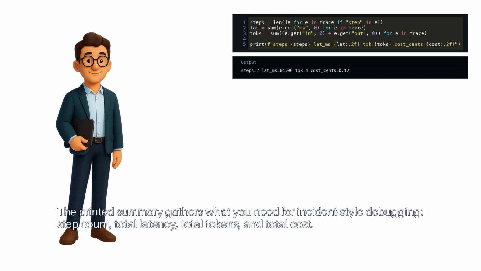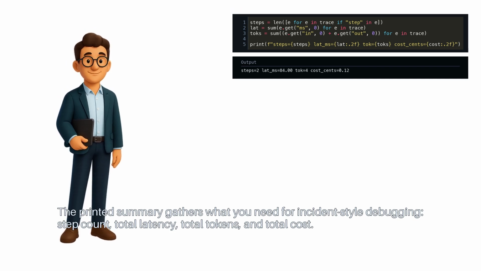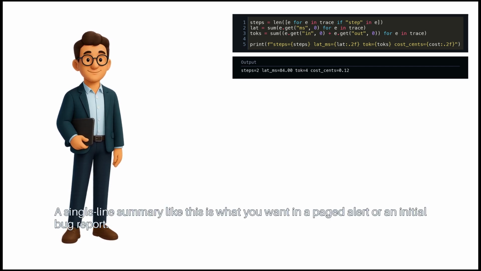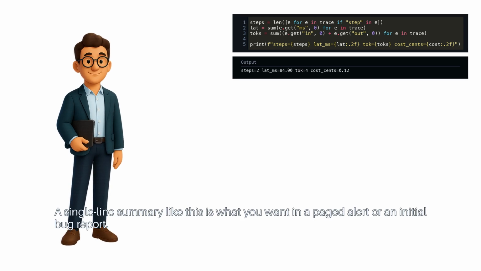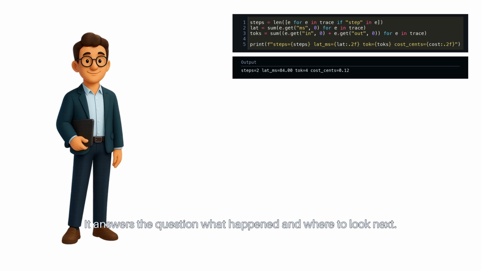The printed summary gathers what you need for incident-style debugging: step count, total latency, total tokens, and total cost. A single-line summary like this is what you want in a paged alert or an initial bug report. It answers the question what happened and where to look next.